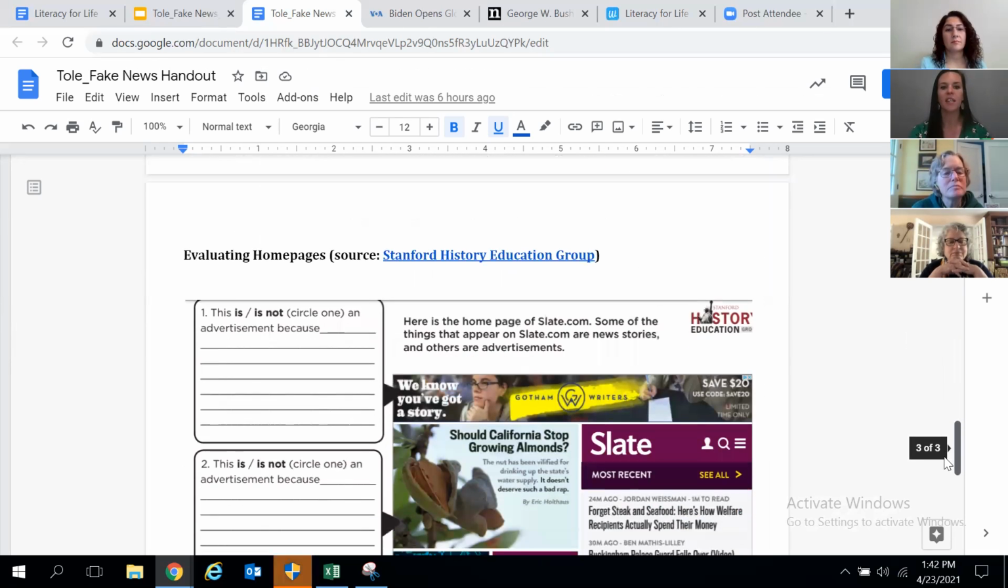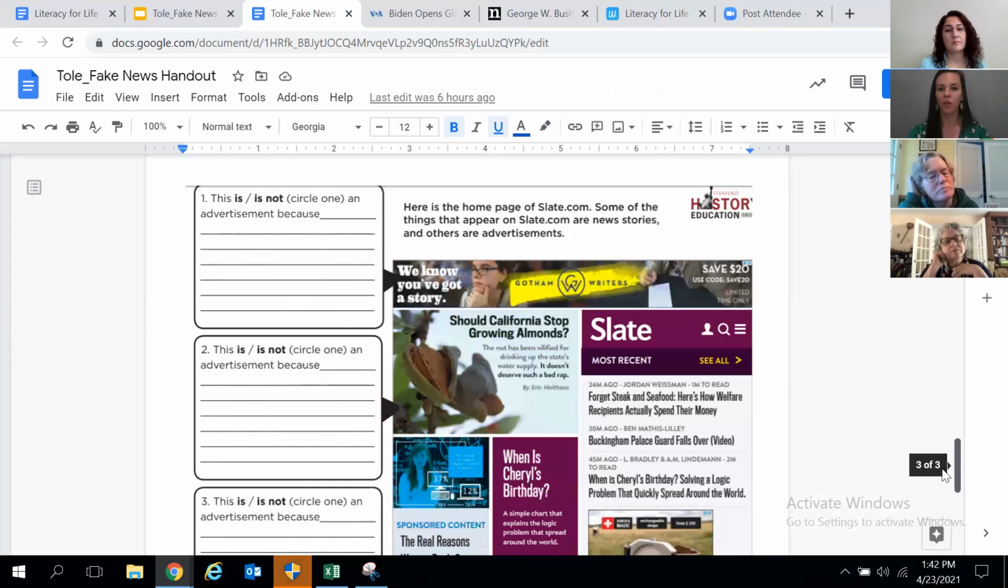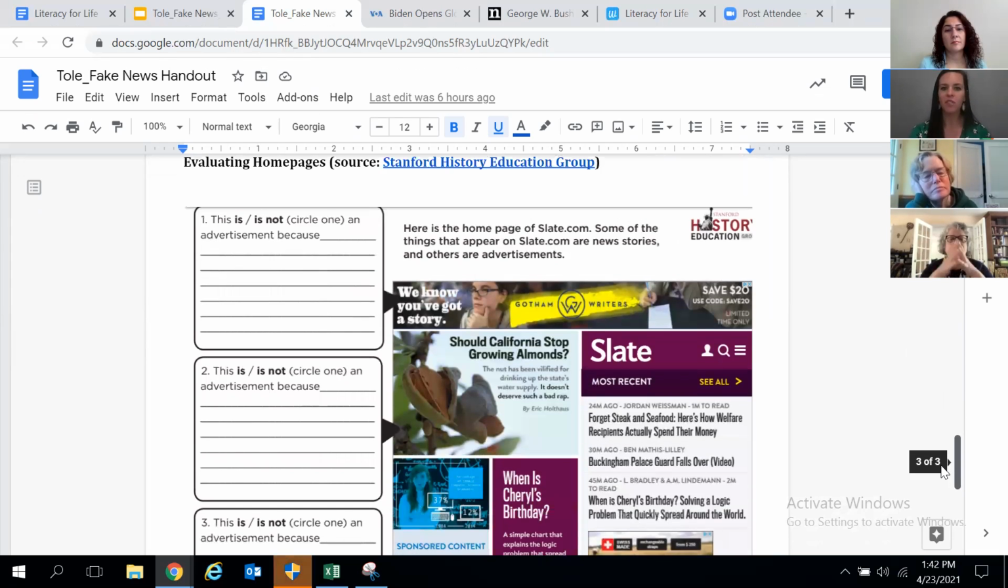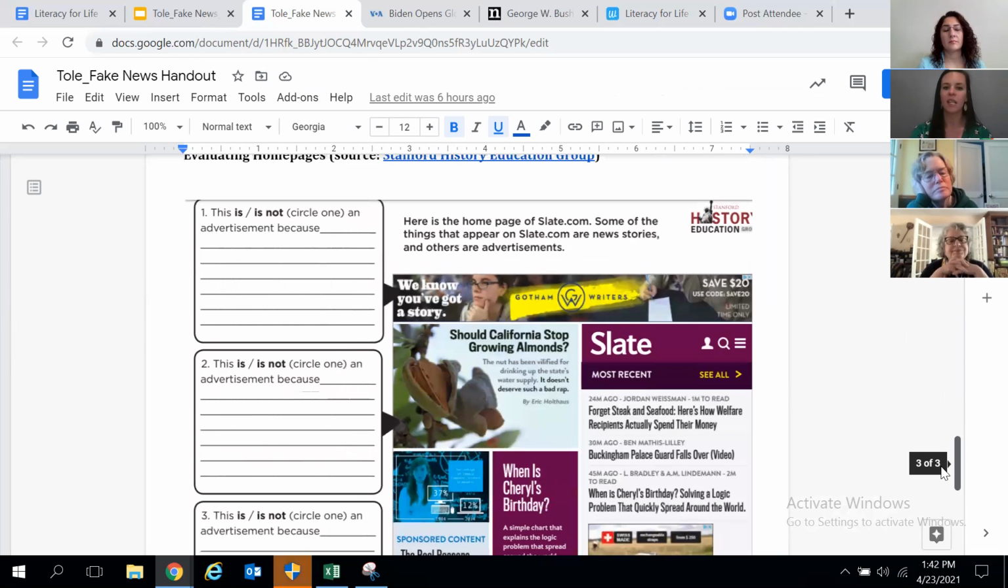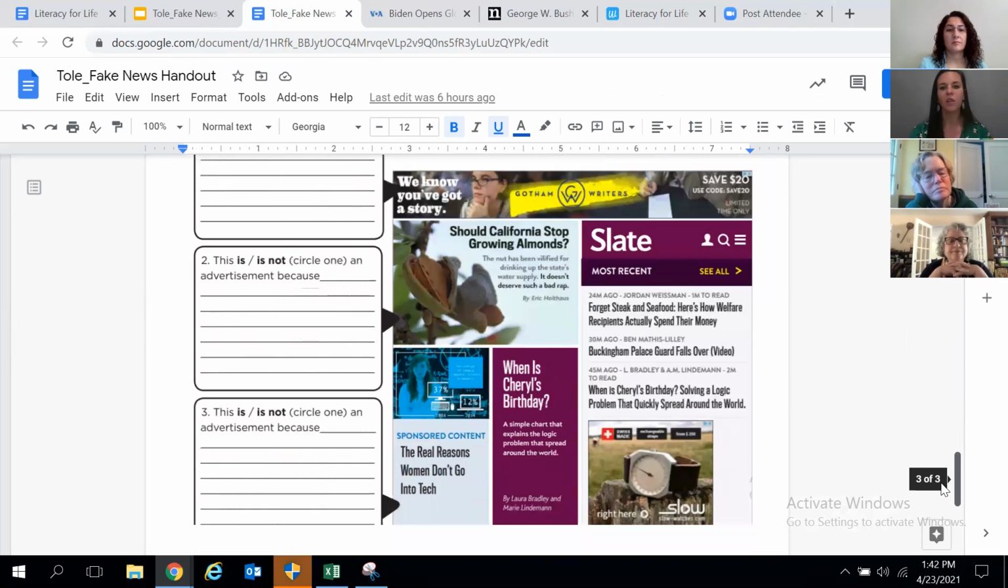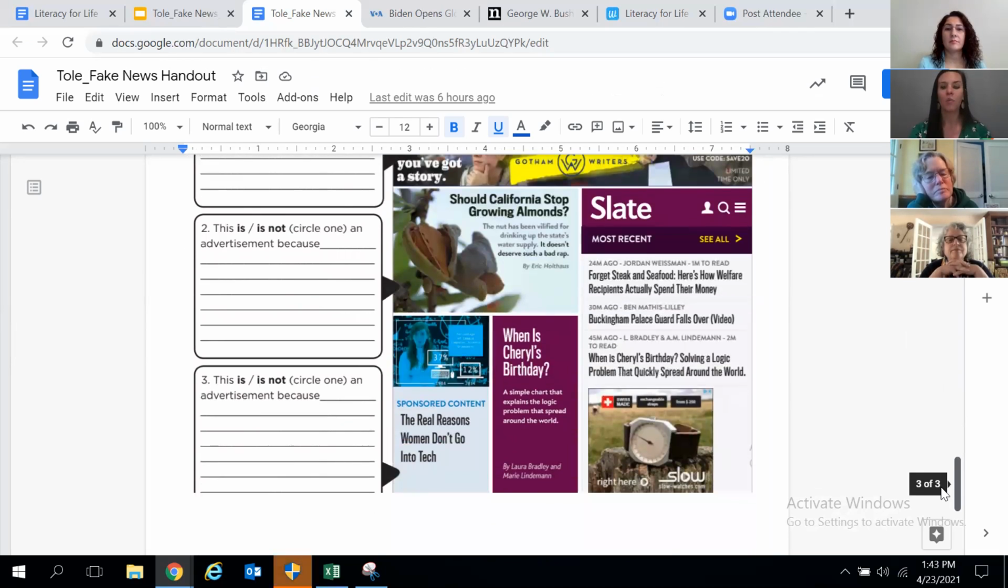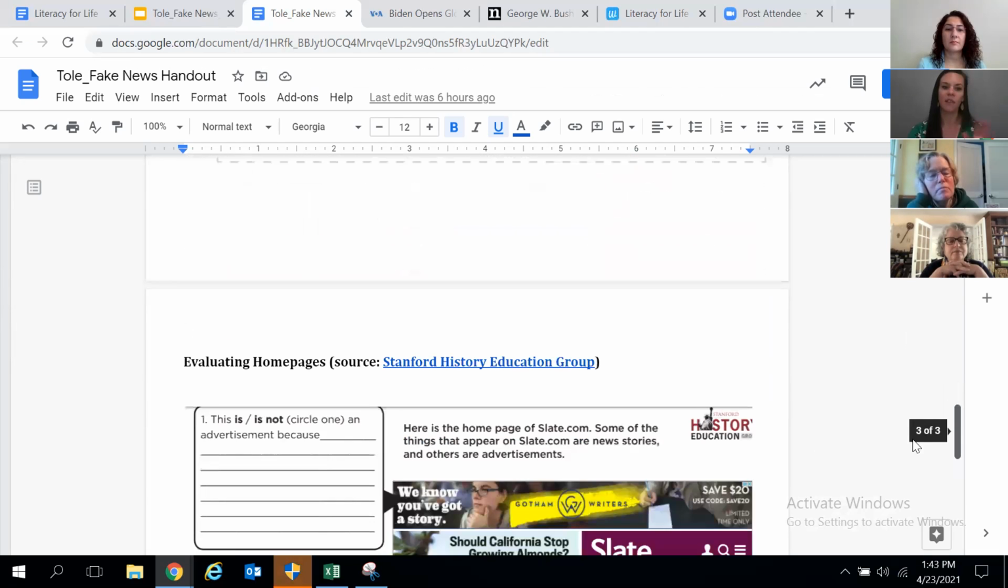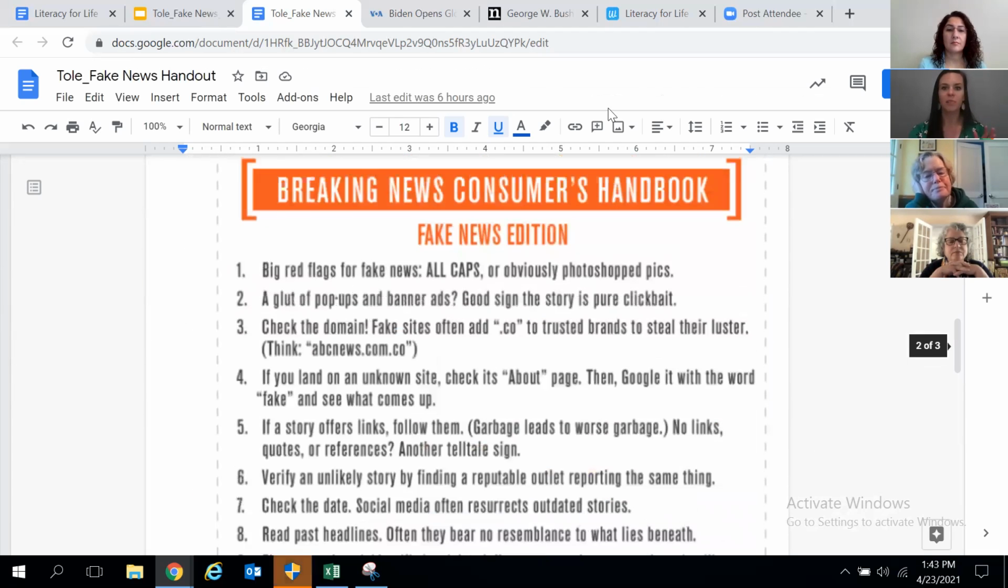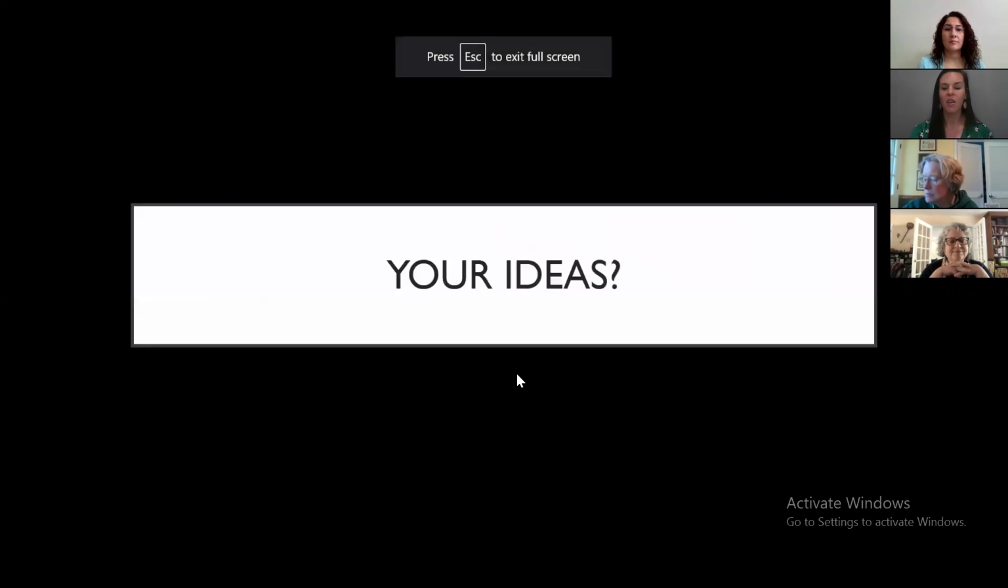And then the last thing is that little worksheet that I showed you, which you don't have to use this exact one, but this is just an example of how you might look at some web pages and have students at least discern between advertisements and non-advertisements. So finally, I wanted to leave a little bit of space to see if we had questions or if we had other ideas on how we might bring this to students.